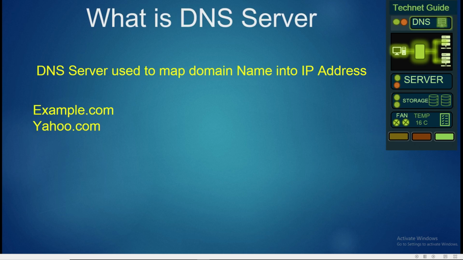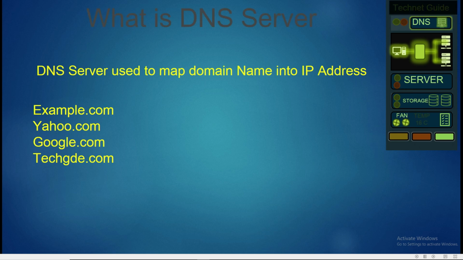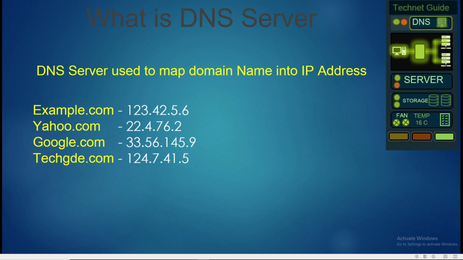Suppose you can see example.com, yahoo.com, and google.com. These domain names must be hosted on a server. Each server has a specific IP address which is used to communicate over the network. Over the internet, every server has a unique IP address. So let me show you how it works.